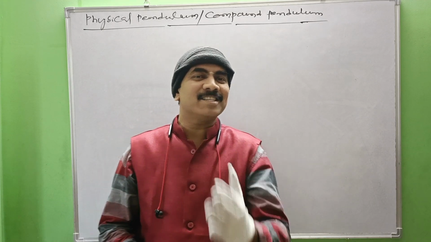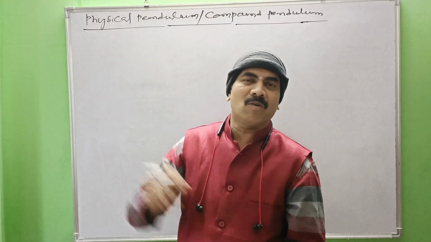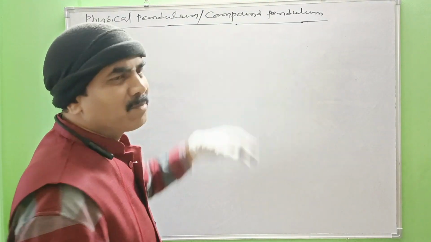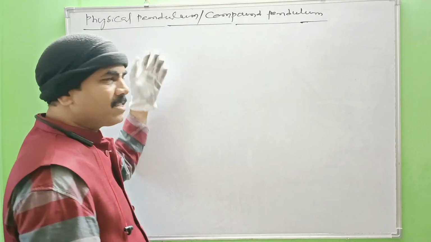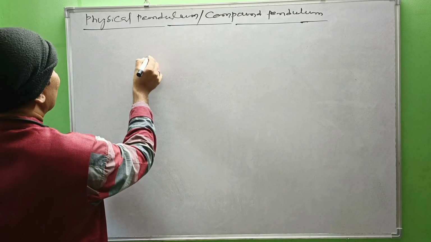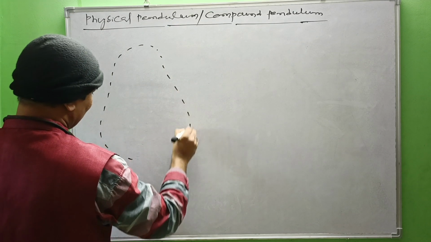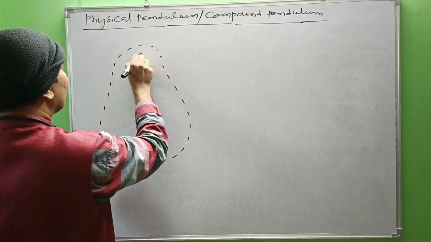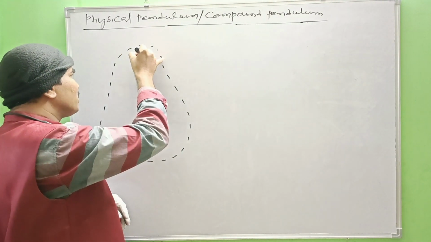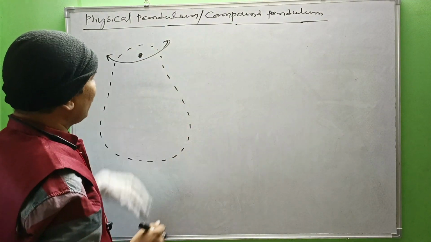Now what is the period of oscillation of that physical pendulum or rigid body or compound pendulum? Let us see. As there is no restriction for the shape of the body, I can take a rigid body of any shape as shown in the figure. Suppose it is one rigid body like that, which is hinged at some point here. It is made to oscillate about a normal axis passing through the hinged point, like that, right?